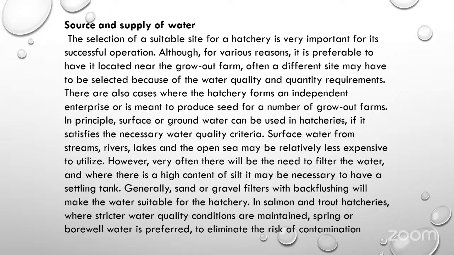However, very often there will be the need to filter the water, and where there is a high content of silt, it may be necessary to have a settling tank. Generally, sand or gravel filters with back flushing will make the water suitable for the hatchery. In salmon and trout hatcheries, stricter water quality conditions are maintained. Spring or borewell water is preferred to eliminate the risk of contamination.